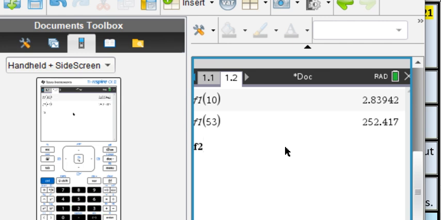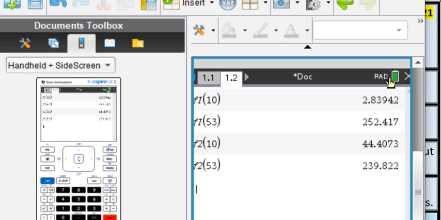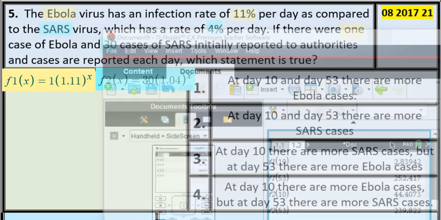F2 of 10, 44.4. F2 of 53, 239.8. So what we notice is when we're comparing them, on day 10, SARS had many more cases. By day 53, Ebola caught up, just like we said on the graph.